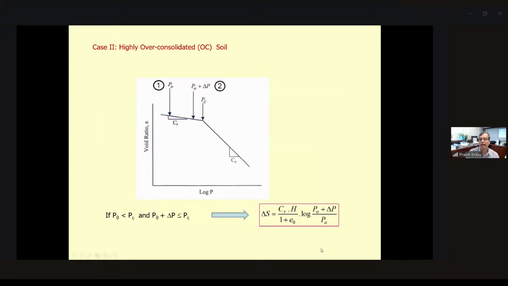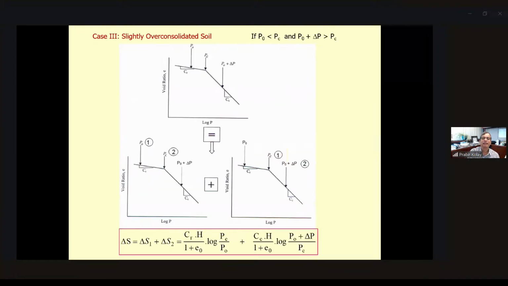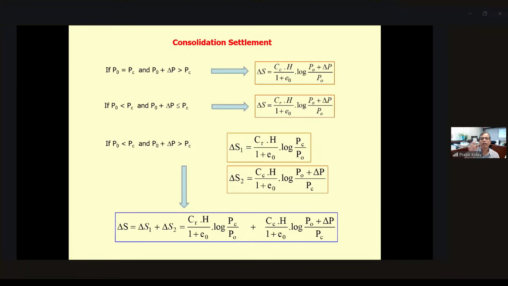If it is highly over-consolidated clay, the equation is the same, only the Cc is replaced with Cr. And if the soil is slightly over-consolidated clay, then you can use the equation here at the bottom. There, the pre-consolidation pressure is important, and you need to use it. So these are all the equations, depending on the initial stress and the pre-consolidation pressure. You use the settlement equations depending on whether the pre-consolidation pressure is more than the initial stress plus the surcharge load. All three equations can be used to calculate the settlement.